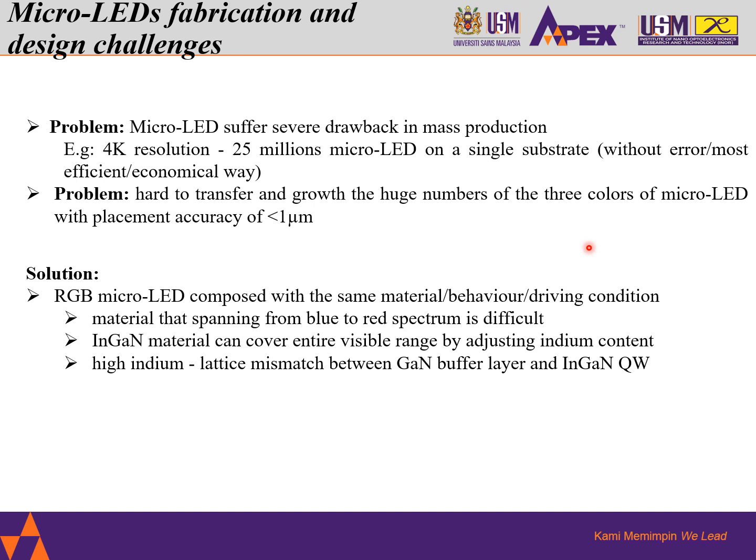So as a solution, all RGB micro LEDs are composed of the same material, same substrate, with the same behavior, and also the same driving condition. However, to find one material that spans from the blue to red spectrum all across is quite difficult. In theory, indium gallium nitride material can cover the entire visible range by adjusting the indium content. Unfortunately, high indium causes lattice mismatch between the GaN buffer layer and the InGaN quantum well.